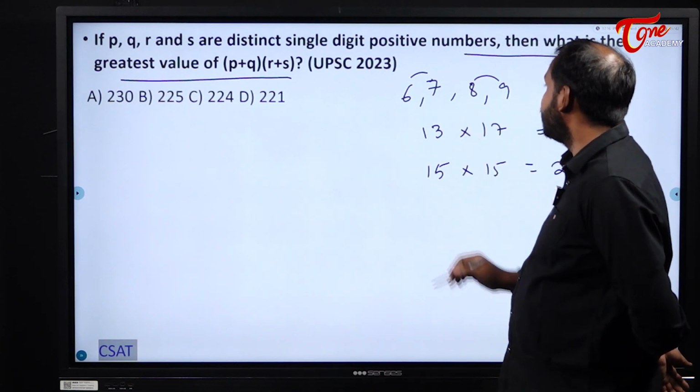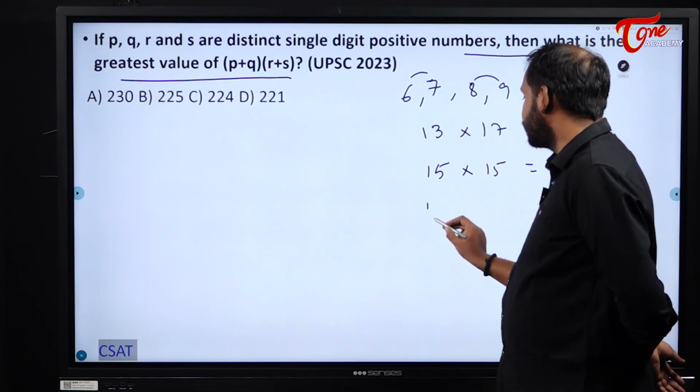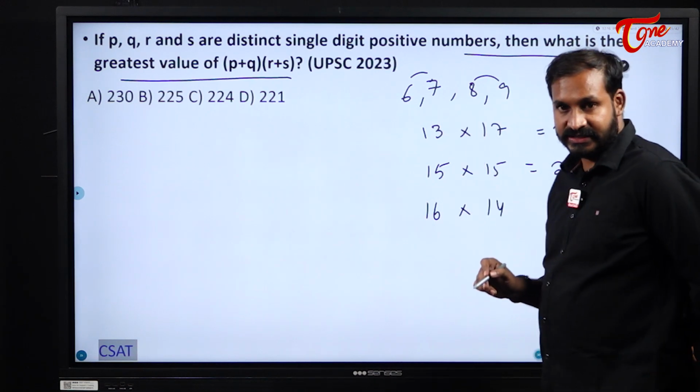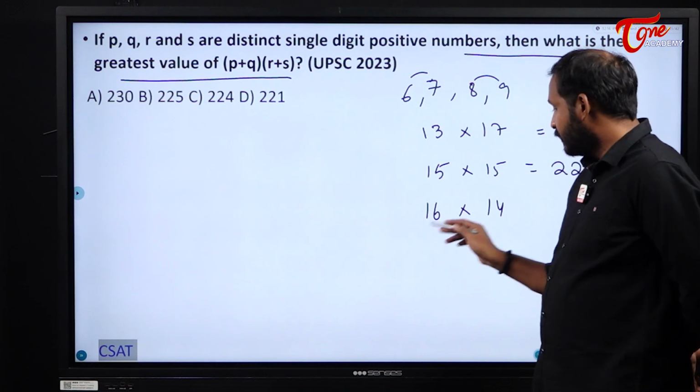Next I will take 9 and 7. It will become 16. 8 and 6 it will become 14. 14 16s, or 16 14s, what will you get? 224.